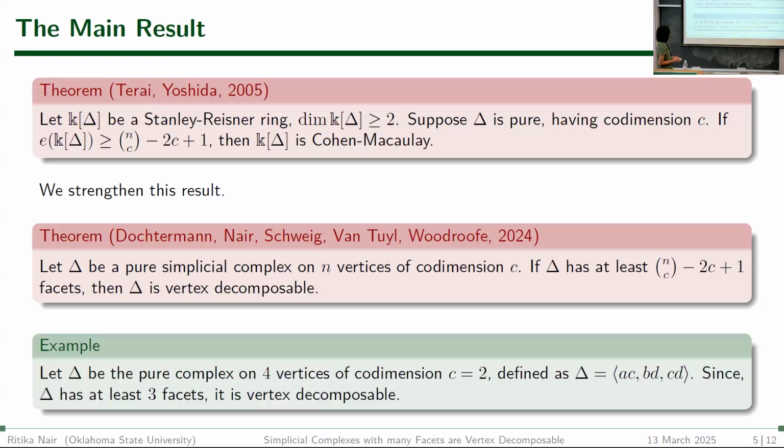So just a small quick example. Suppose you're considering a complex on 4 vertices, and let's say we take codimension 2. So that particular number, n choose c minus 2c plus 1, will then be 3. So if you define a complex consisting of any 3 of those facets, then it will be vertex decomposable. It doesn't matter which ones you choose.